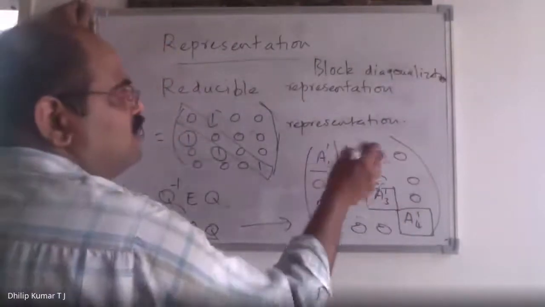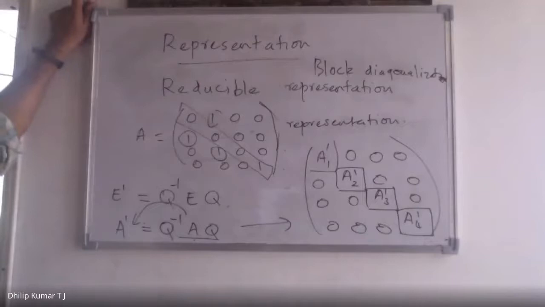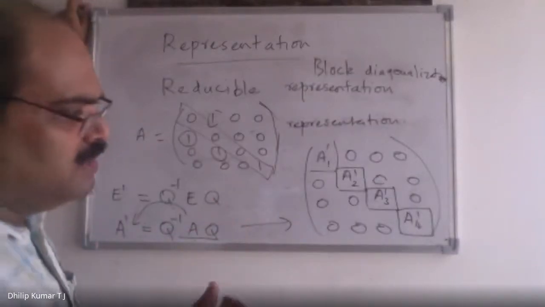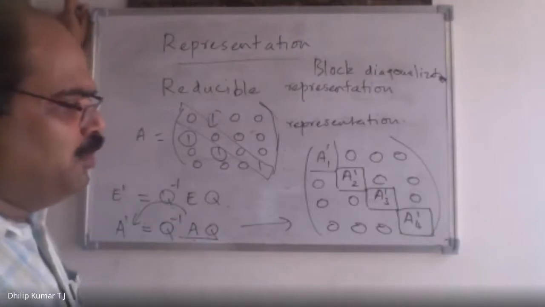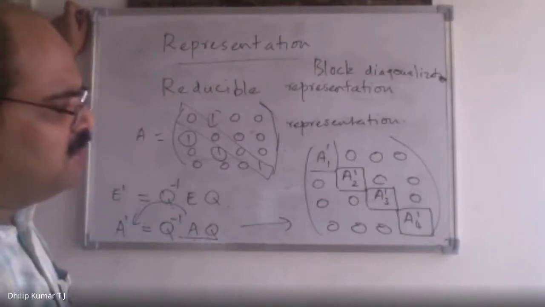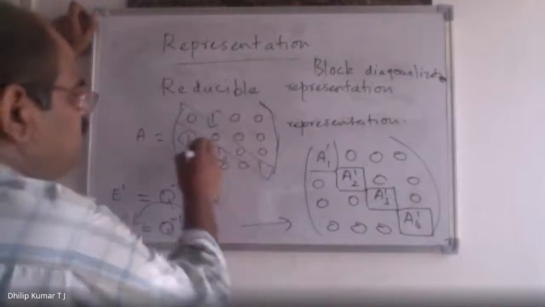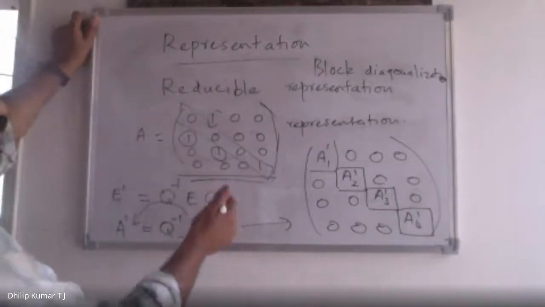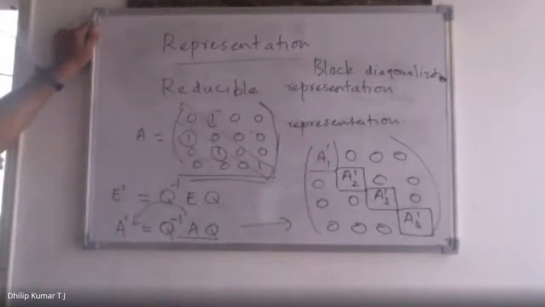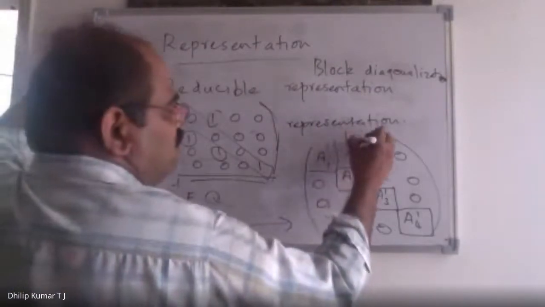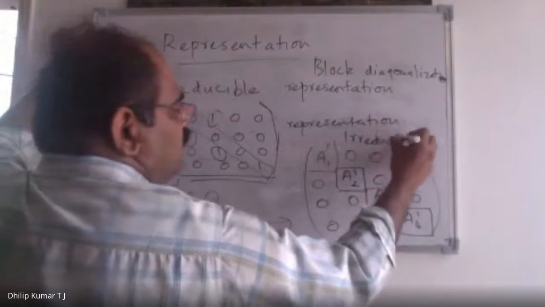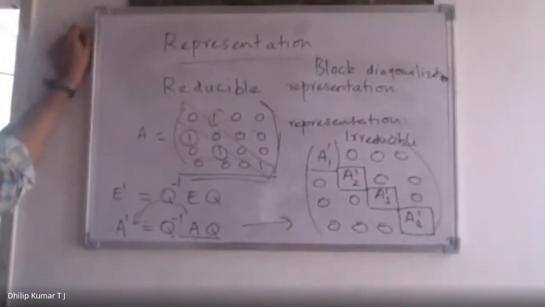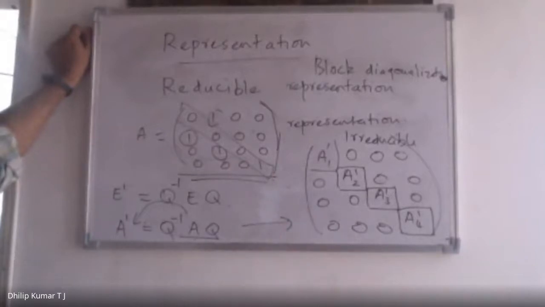So each block is diagonalized. It could be a 1 by 1 matrix, like in the last example from last class, or a 2 by 2 matrix, or a 3 by 3 matrix. So one can reduce. This is a reducible representation, and we are trying to convert it into an irreducible representation. Once you convert it to 1 by 1 matrices, it is irreducible. You cannot go any smaller.